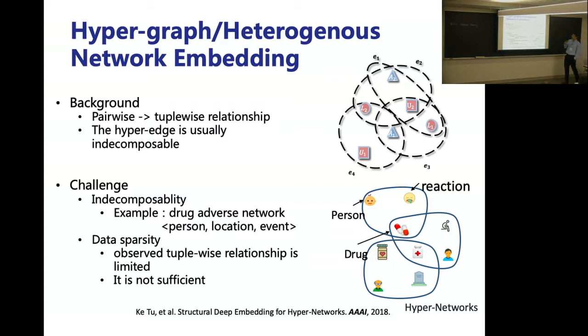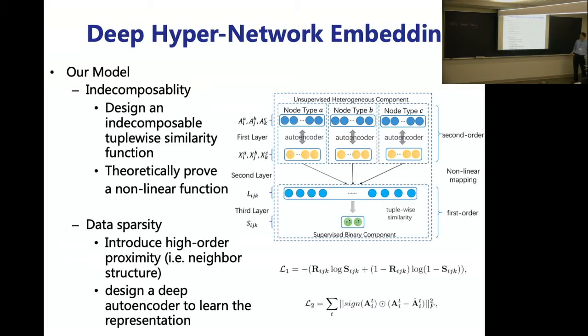So the key thing will be this decomposability problem. Also, data is always sparse. So this is how we do this. We propose a function called tuplewise similarity. For the triplet relation, we define a similarity function, and then we prove that this function is nonlinear.